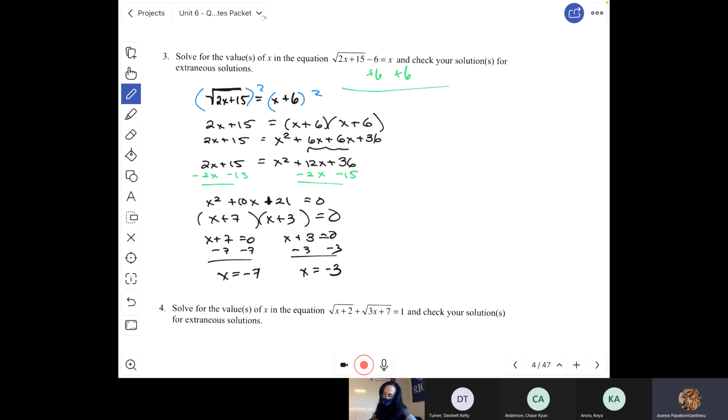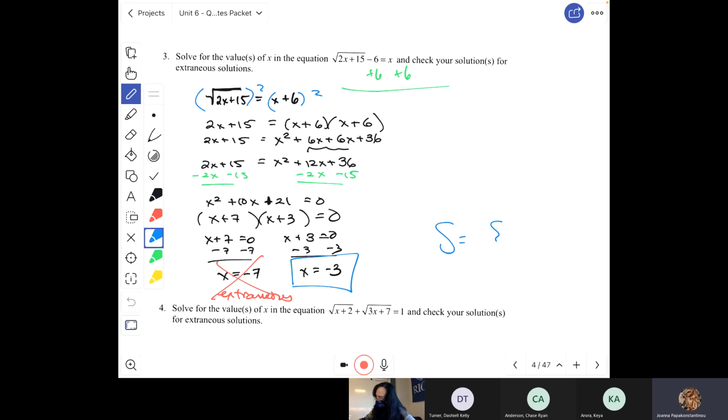Do we agree? If I substitute in -7, are you sure? What did you get when you substituted into the radicand? What does the radicand become? 1 minus 6 is -5. -5 doesn't equal -7. -7 is an extraneous solution. So while this one is valid, I have the solution set just being x equal -3. Can we get that? Right? Do you see it? Yes. Okay.